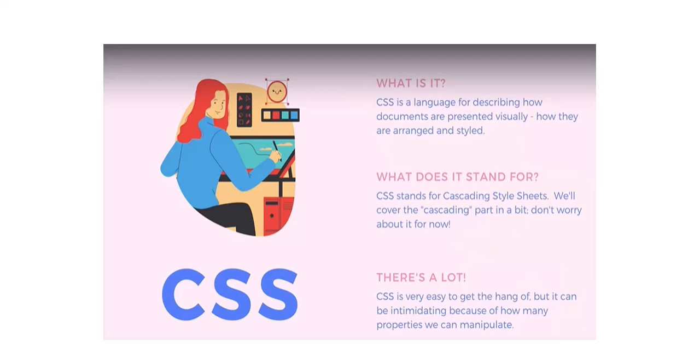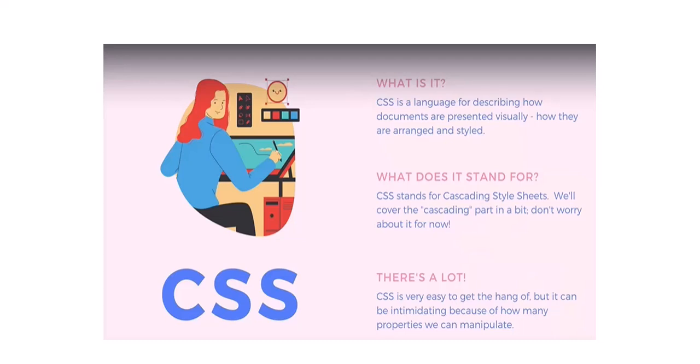CSS is a language for describing how documents are presented visually and how they are arranged and styled. Until now you have learned how we design the HTML page and set the main contents like headings, subheadings, paragraphs. We design forms. We take different inputs of the forms like text fields, buttons, checkboxes, radio buttons, etc.